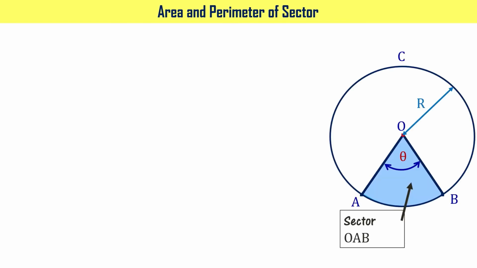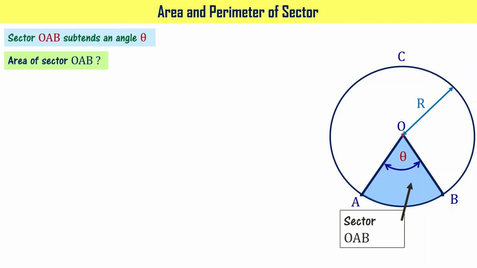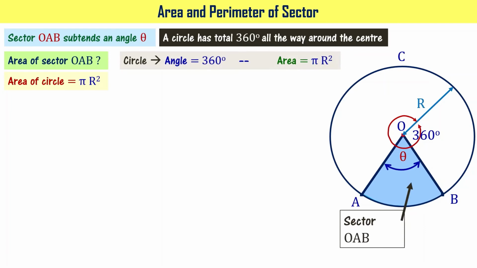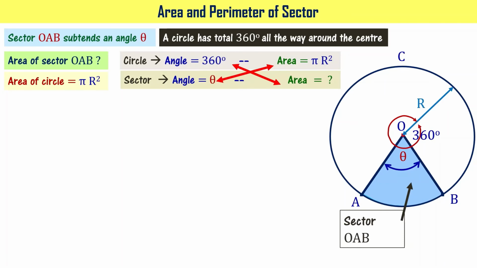Now let's learn about area and perimeter of a sector. As you see here, sector OAB is subtending an angle theta at the center of the circle, right? Let's find the area of sector OAB now. We know that a circle has a total of 360 degrees all the way around the center, right? And its area is defined as pi r square. Let me write this statement. If a circle which has angle 360 degrees has area pi r square, a sector which subtends an angle theta has what area is the question I am asking, right?